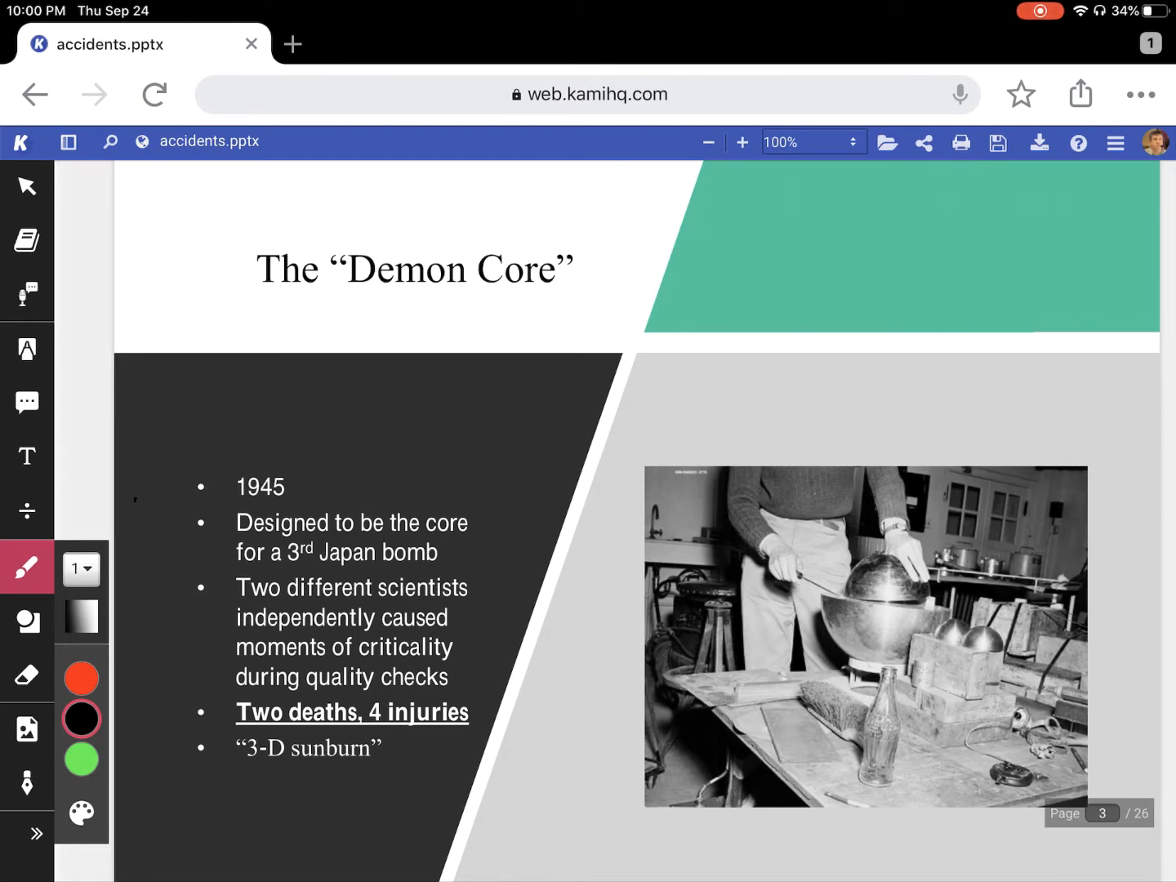And one of the tests that they did was by using, yeah, I got to change colors again. Hold on, can't see that.